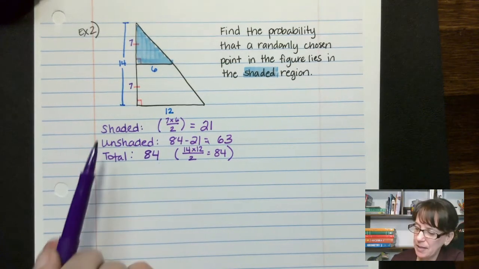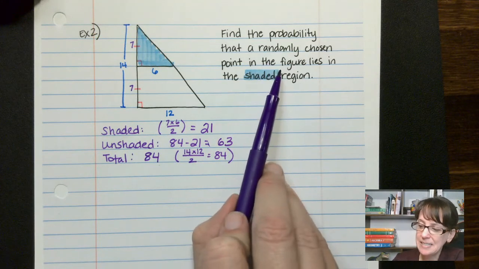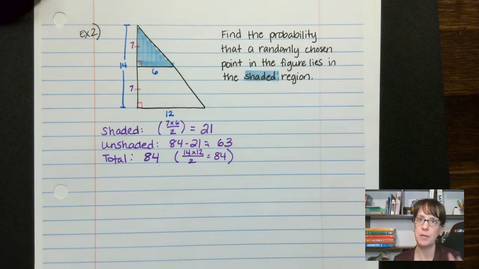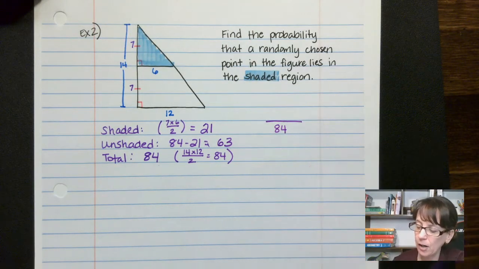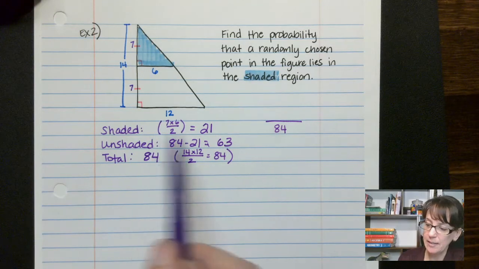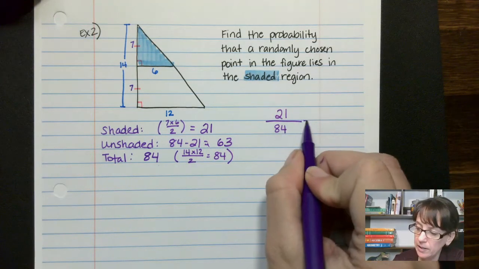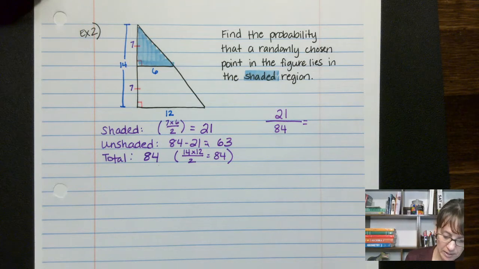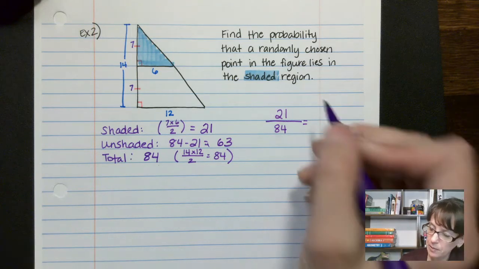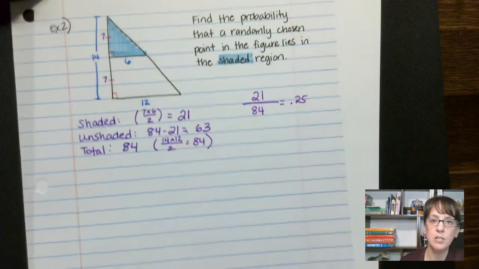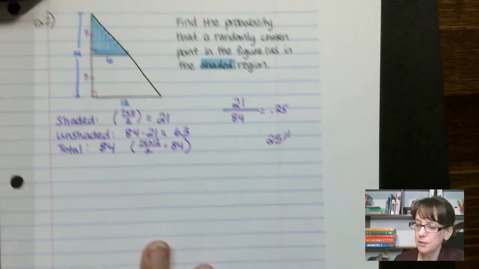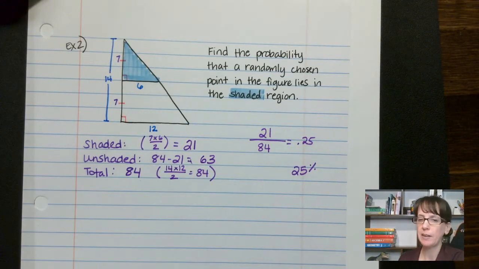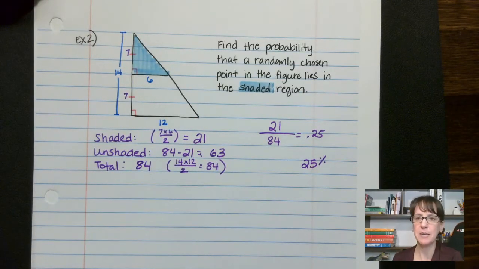Now that we have this, we want to figure out the probability that a point lands in the shaded part, being our favorable. Our total possible is 84, and our shaded, our favorable, is 21. So we have 21 out of 84. If we reduce that, we end up with 0.25, or 25 hundredths, which is about 25%. So the chance of picking a point out of the blue spot would be about 25%. Hopefully that makes sense. If you have any questions, leave them below. Otherwise, we'll see you next time.